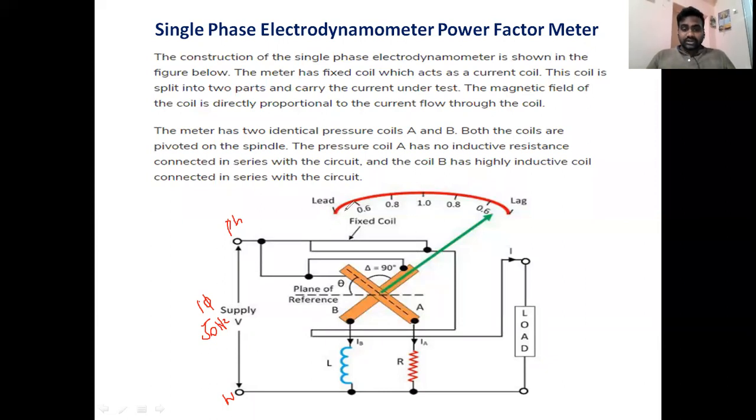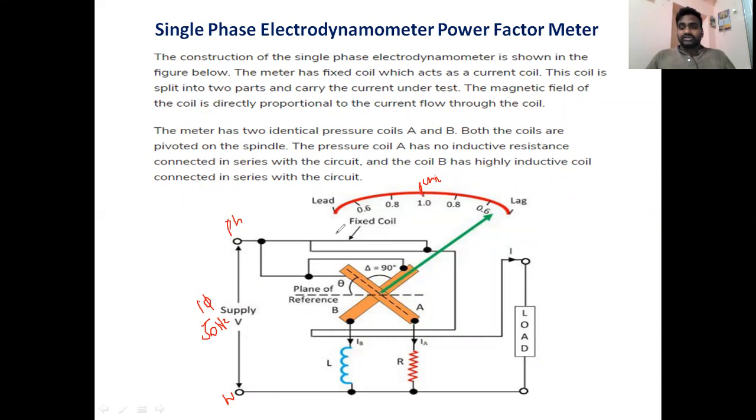And this is nothing but a calibrated scale. It has two ends: the minimum end is represented with respect to lead, and the maximum end is represented with respect to lag. And here we have unity power factor. This is unity power factor, the one is nothing but unity power factor.